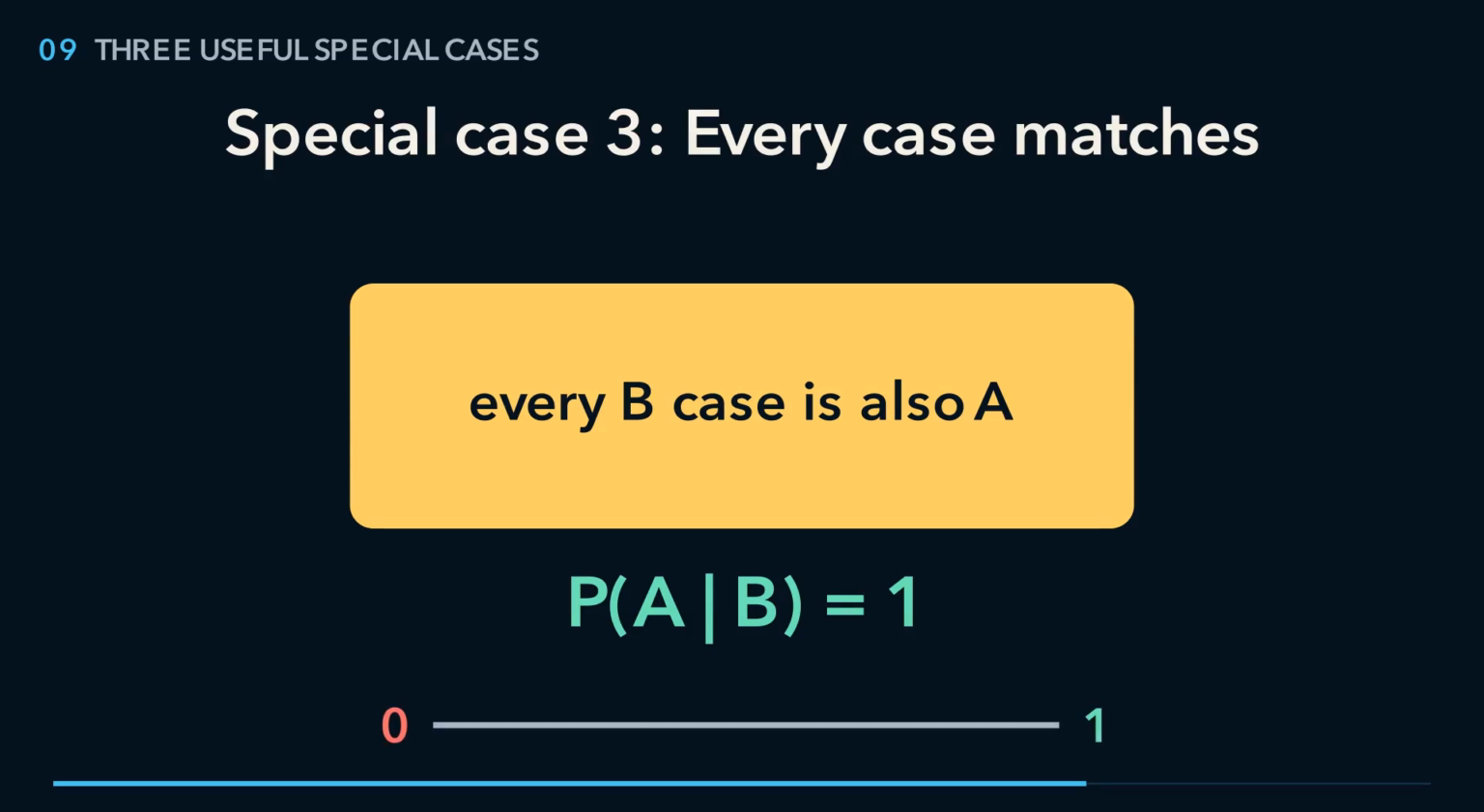0 means none of the filtered cases qualify. 1 means all of them qualify. Everything else is the fraction in between.